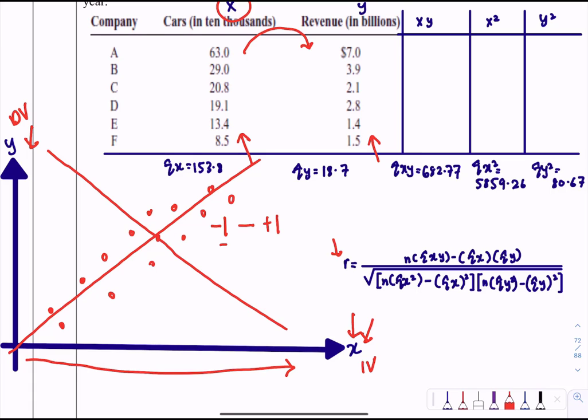Okay, if they are -1, there is a very strong negative relationship between the independent variable and the dependent variable. If they are +1, that means there is a very strong positive relationship between the independent variable and dependent variable. That's what you need to understand.